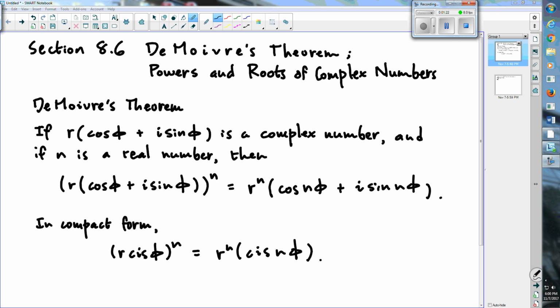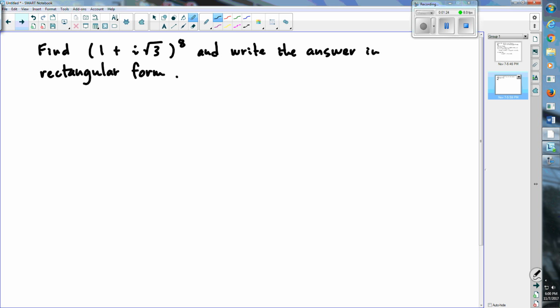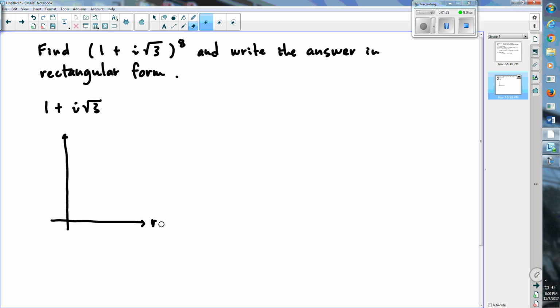So here we go. There it is. We want to find 1 plus i root 3, that number raised to the 8th power, and write the answer in rectangular form. So the first thing I'd like to do is start with the 1 plus i root 3 and sketch this out where we think it would be. It's going to be in the first quadrant along the x, or we call the real axis now, the horizontal axis.